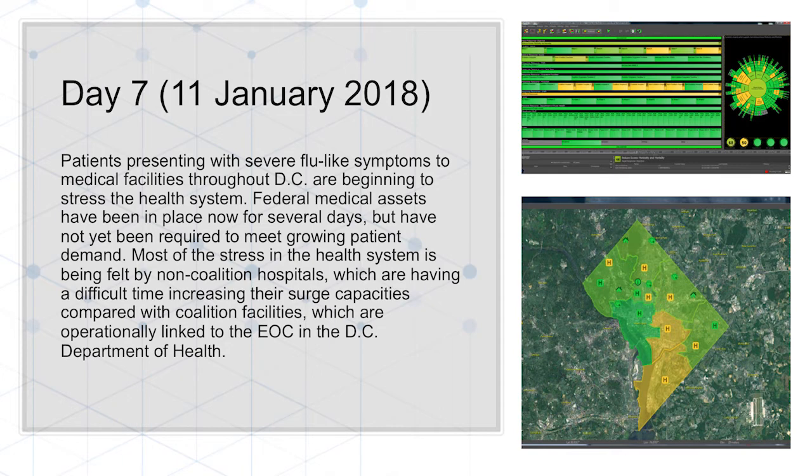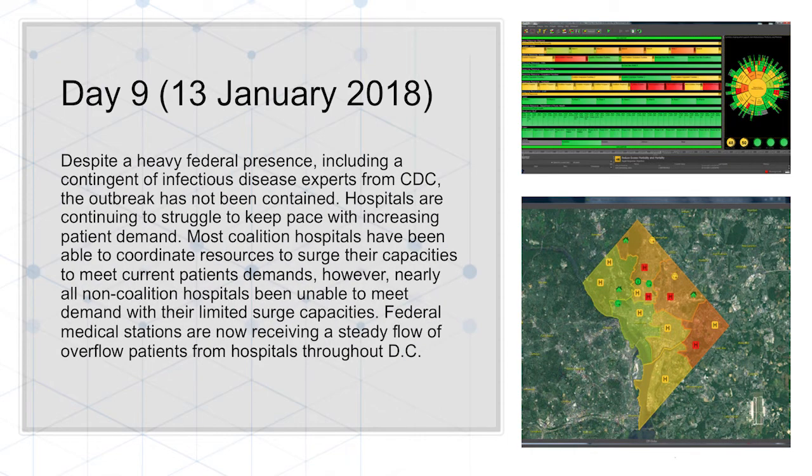Day 7. Patients presenting with severe flu-like symptoms to medical facilities throughout DC are beginning to stress the health system. Federal medical assets have been in place now for several days, but have not yet been required to meet growing patient demand. Most of the stress in the health system is being felt by non-coalition hospitals, which are having a difficult time increasing their surge capacities compared with coalition facilities, which are operationally linked to the EOC in the DC Department of Health.